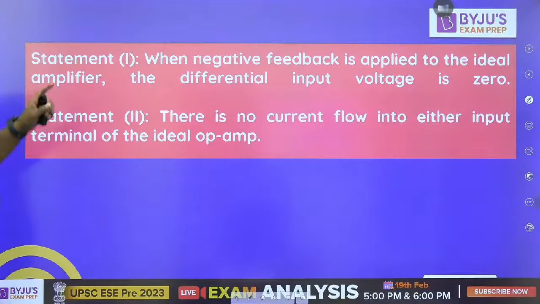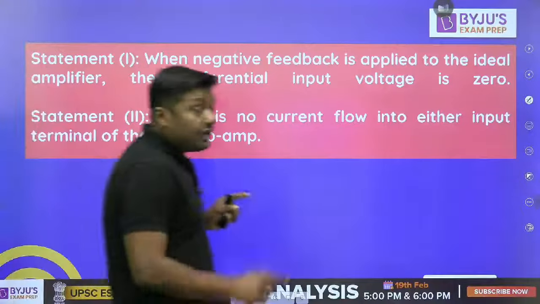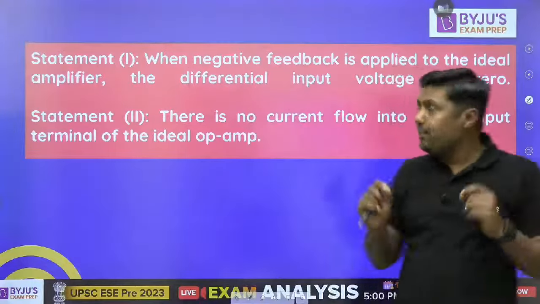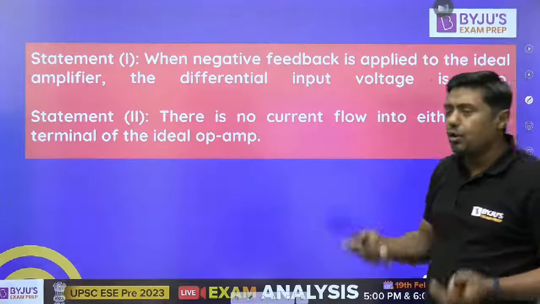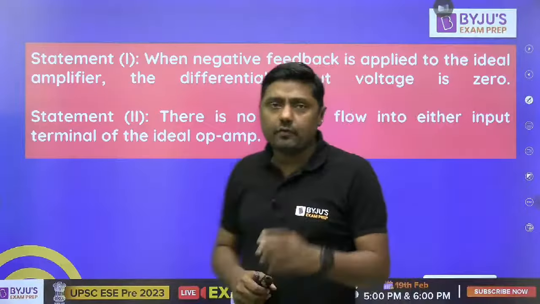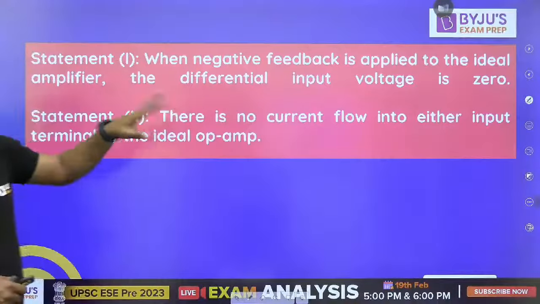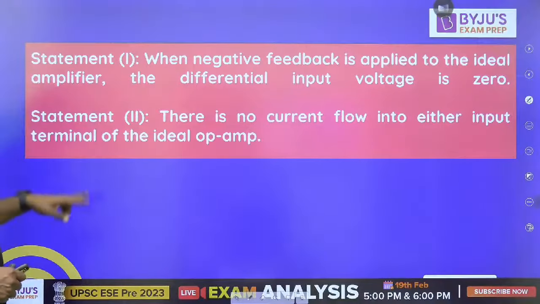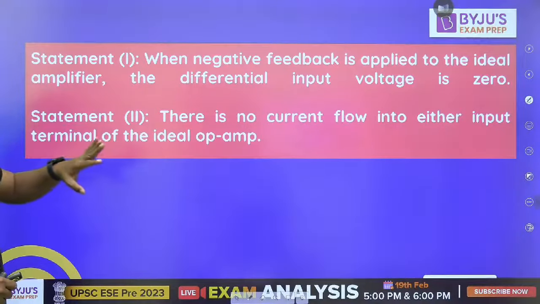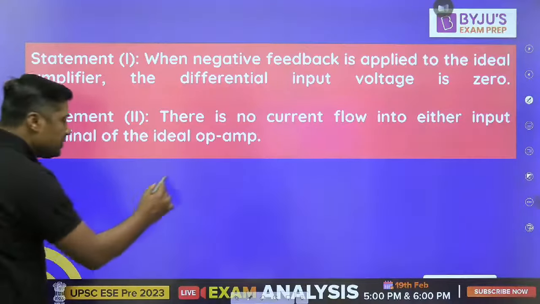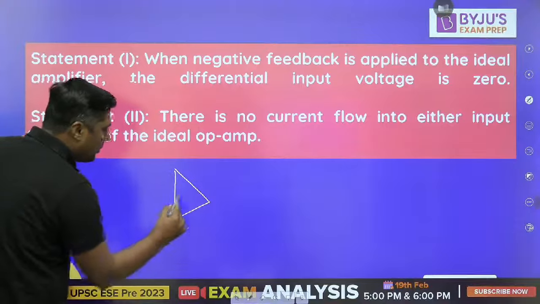try to understand. When negative feedback is applied to an ideal amplifier, for example an operational amplifier or any type of amplifier, when we are giving the negative feedback, then the differential input voltage is 0. There is no current flow into either input terminal of the ideal operational amplifier. Yes, so please draw the diagram of the operational amplifier.